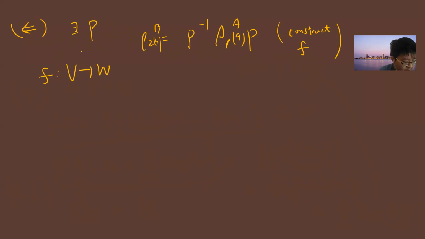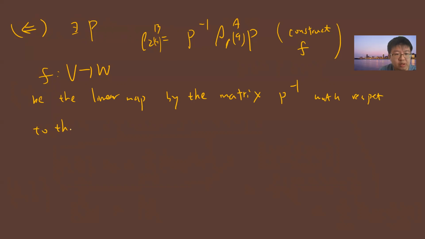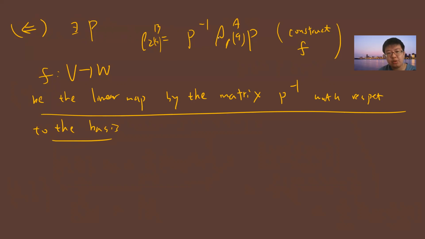So let's define f: V to W to be a linear map given by the matrix P inverse with respect to the basis. This sentence just says that if you only change your basis, then ρ1 and ρ2 are somehow the same. They are actually the same by just changing the basis. So for any g, this looks like you just change the basis, because there is a P. Once you write anything in linear algebra like this, that means you just change the basis.